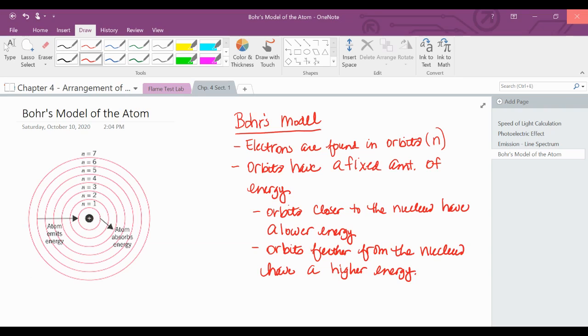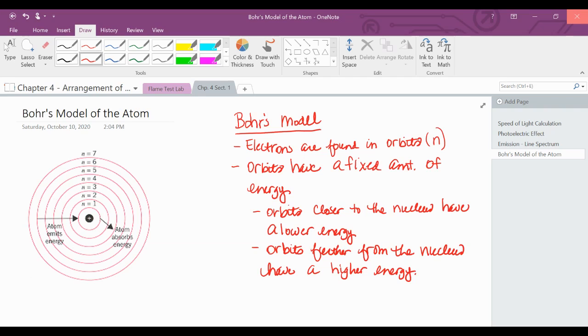Another component that we observed in the line emission spectrum for hydrogen is that it has a red wavelength of light. So we know that red has a long wavelength, which gives it a low frequency. It would be a low energy wave. And so in this case, it would have to have a small difference between the ground state and the excited state.